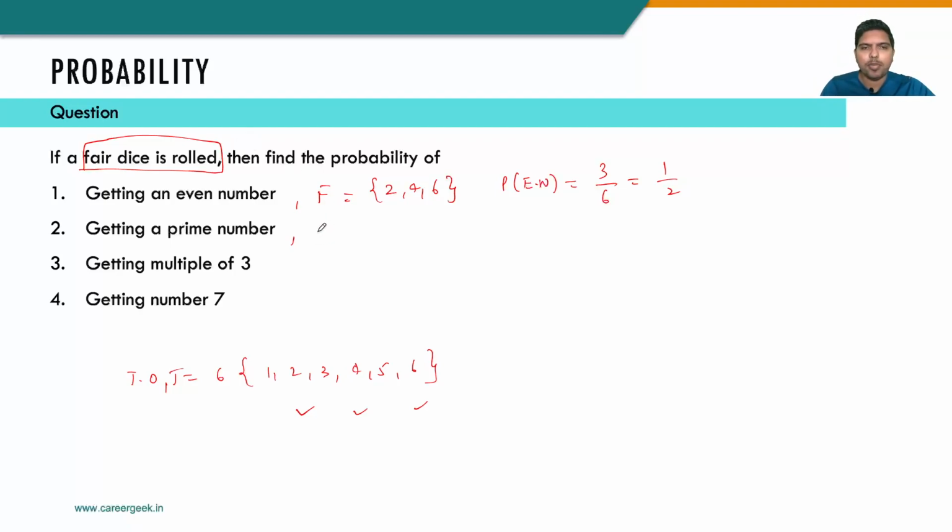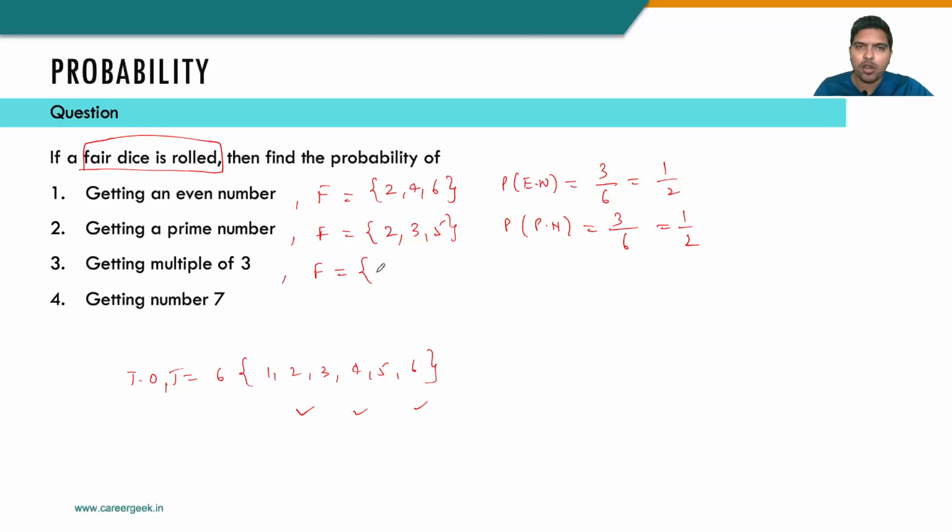Second one is getting a prime number. So again, for this, favorable will be, the first prime number is 2, then 3, then 5. Probability of getting a prime number, again 3 favorable out of 6 or half is the probability.